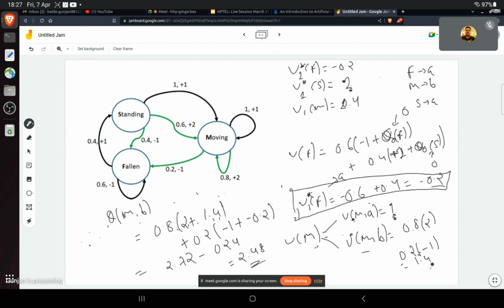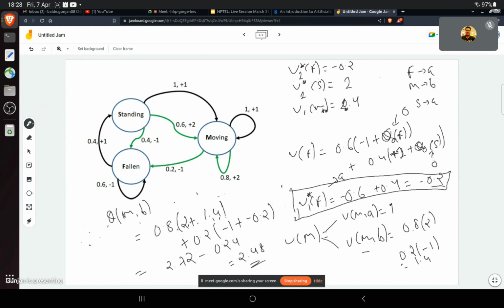It is 1.4. No, no, but B1A moving. If you take the path A, I mean action A, then what you are getting for B1A moving is 1, but for B1B moving it is 1.4. So the greater of these is 1.4. That's why B1B is moving. V1M is 1.4 and the corresponding action is B.